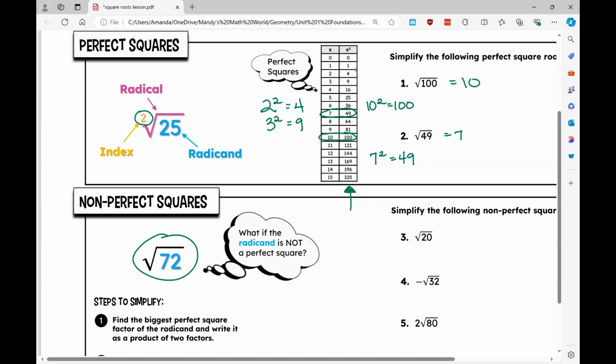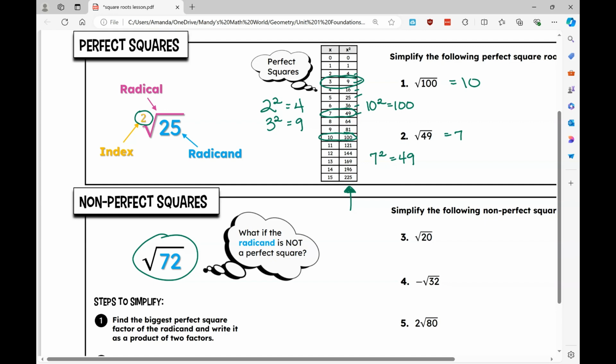72 divided by, obviously, 1. 72 divided by 4. 72 divided by 9, 72 divided by 16, 72 divided by 25, 72 divided by 36, 72 divided by 49, and you can keep going. Find the biggest perfect square that is a factor. So obviously, 9 is a factor of 72. But is it the biggest perfect square that goes into 72?